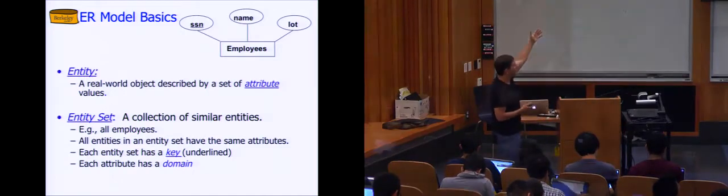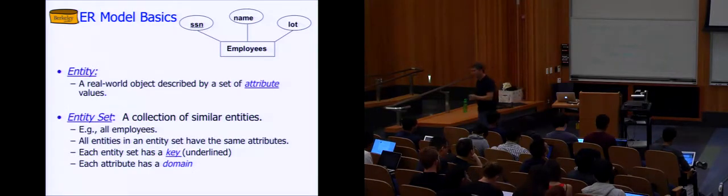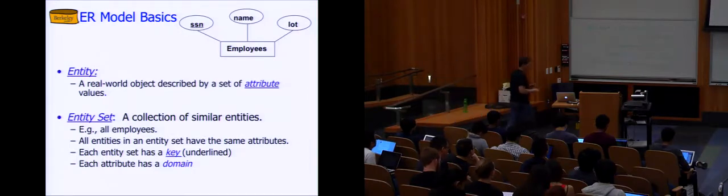It's got an attribute SSN, which is a key, and you can tell that because it's underlined. And it's got 2 other attributes, name and lot. You can have a multi-attribute key, just like in the relational model. So you can have first name and last name. Both of them underlined means they're a composite key. Okay? So those are entity sets.